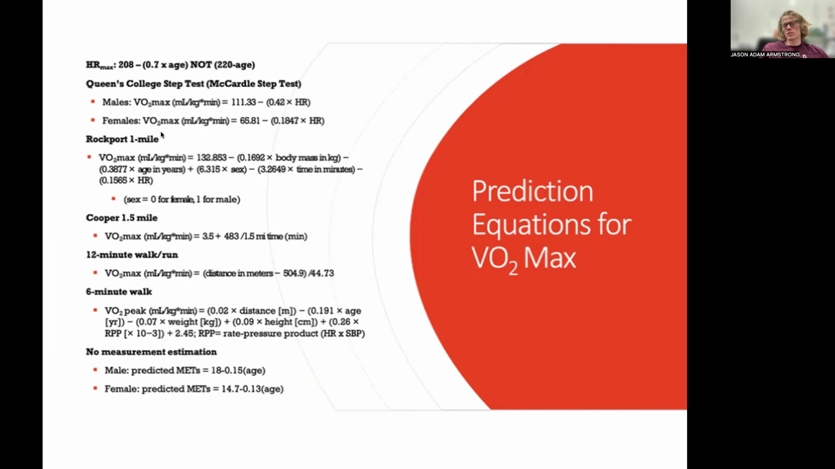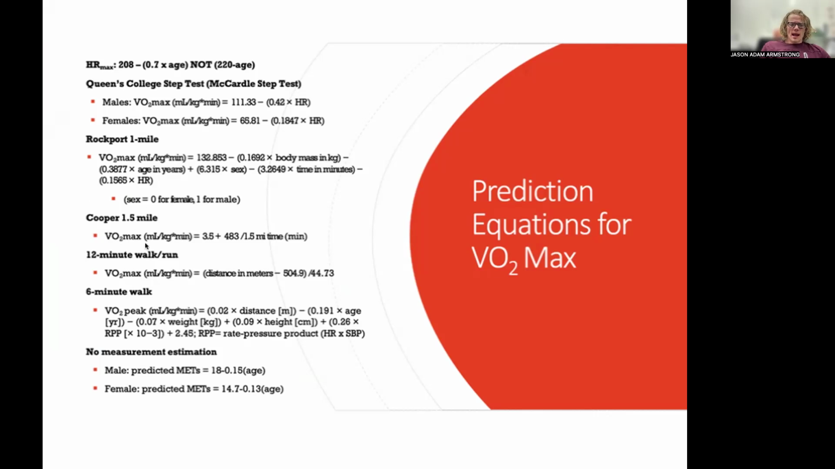So in talking about the FITT principle, the type of exercise, VO2 max is type or activity dependent, meaning my VO2 max, if I measure it via walking versus via cycling, is going to be quite different. So in this case, the Rockport 1 mile was designed to be walked. Even if you're a really fit individual, you should be walking for that.